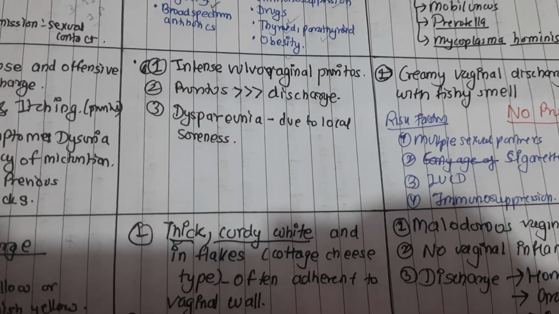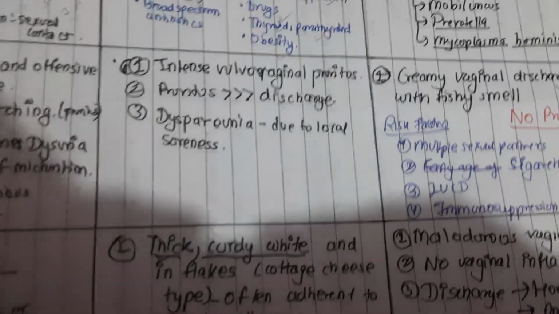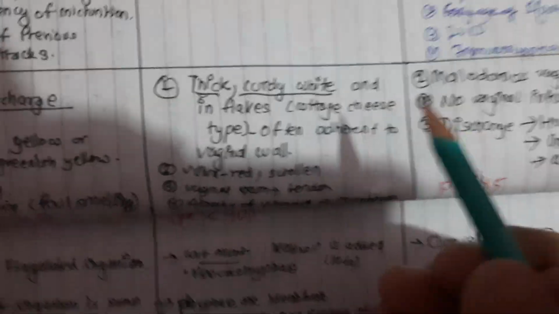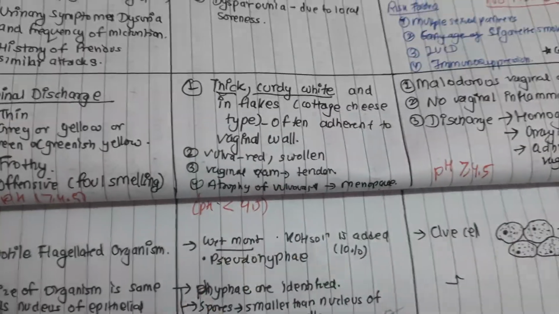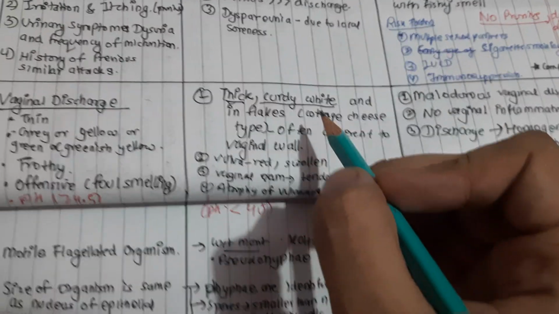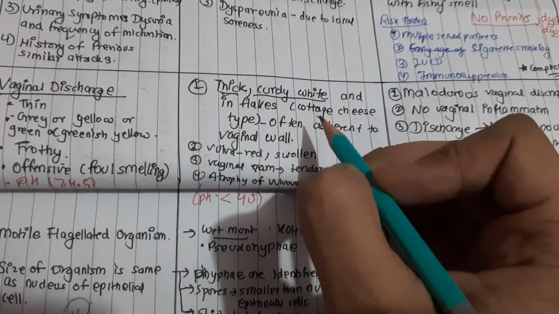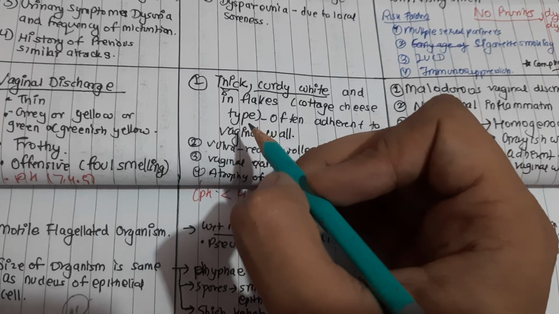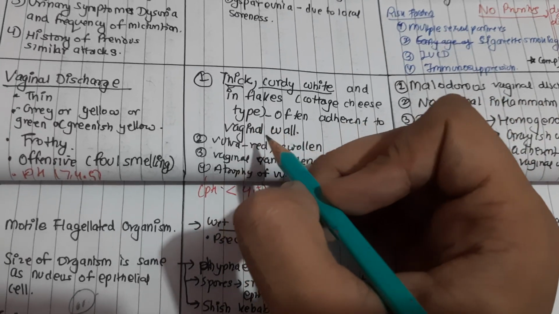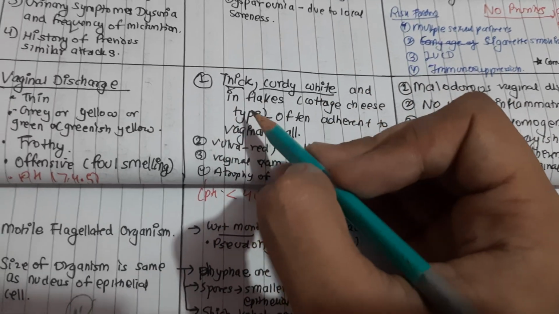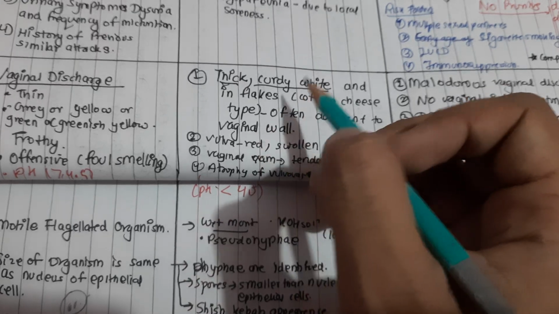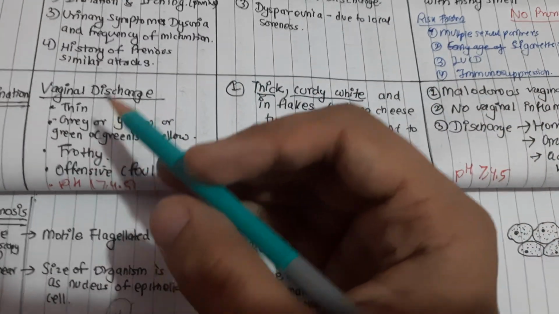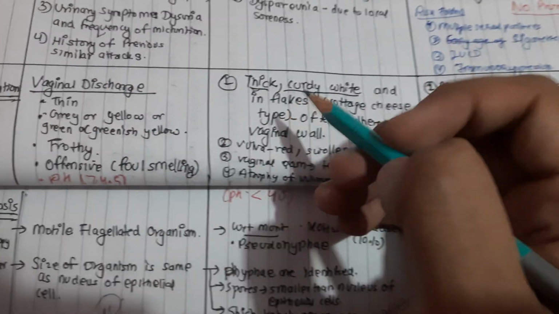There can be dyspareunia due to local soreness. On examination, we can see that the discharge in candidiasis infection is thick, curdy white, and in flakes. They have a cottage cheese type appearance and are often adherent to the vaginal wall, whereas the vaginal discharge in trichomoniasis was thin and grey or yellow.